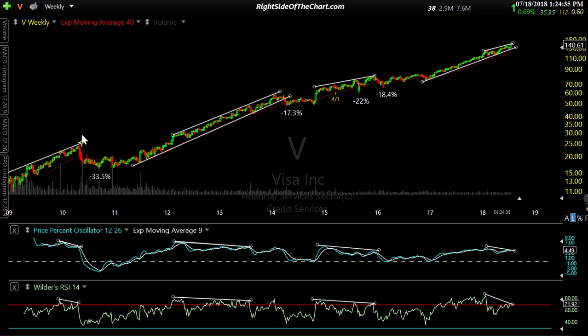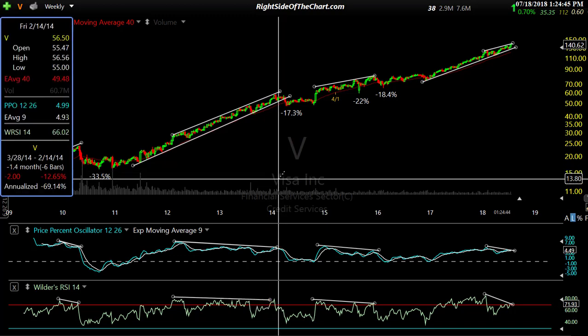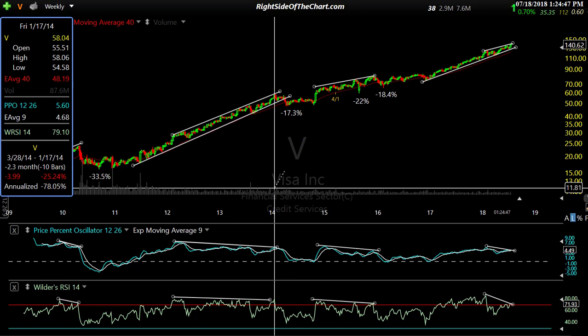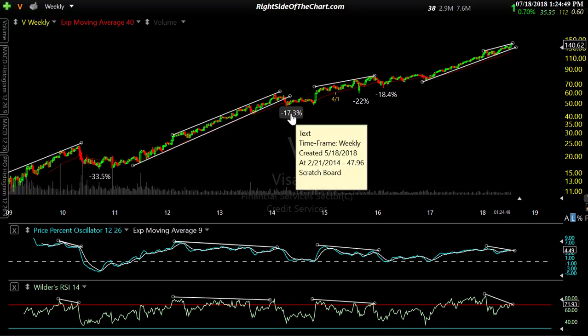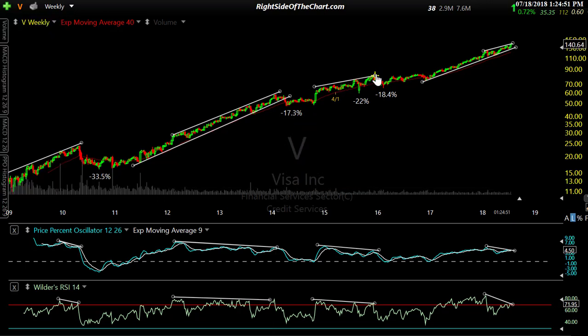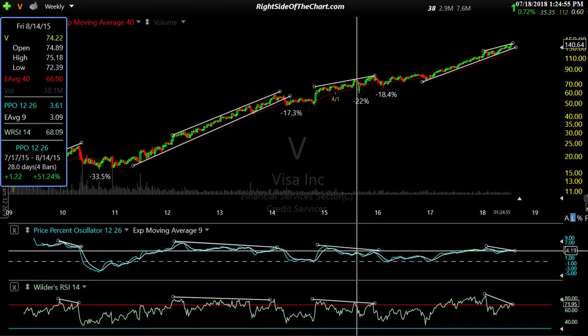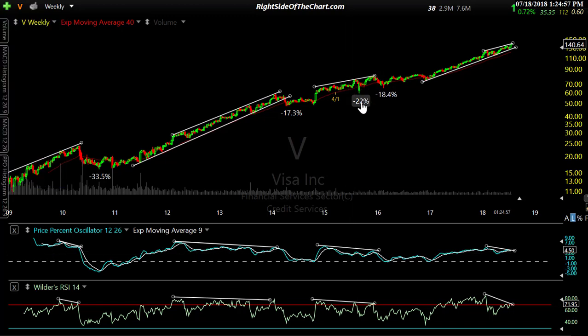There was our divergent high back here. We had one in 2010, followed by a 33.5% drop. The next divergent high right here, we topped out right around the beginning of 2014, followed by a 17% drop. Next divergent high, actually there were two consecutive. We had divergence at this point here where the crosshairs are, followed by a 22% correction, and then an 18% correction. We've come full circle.